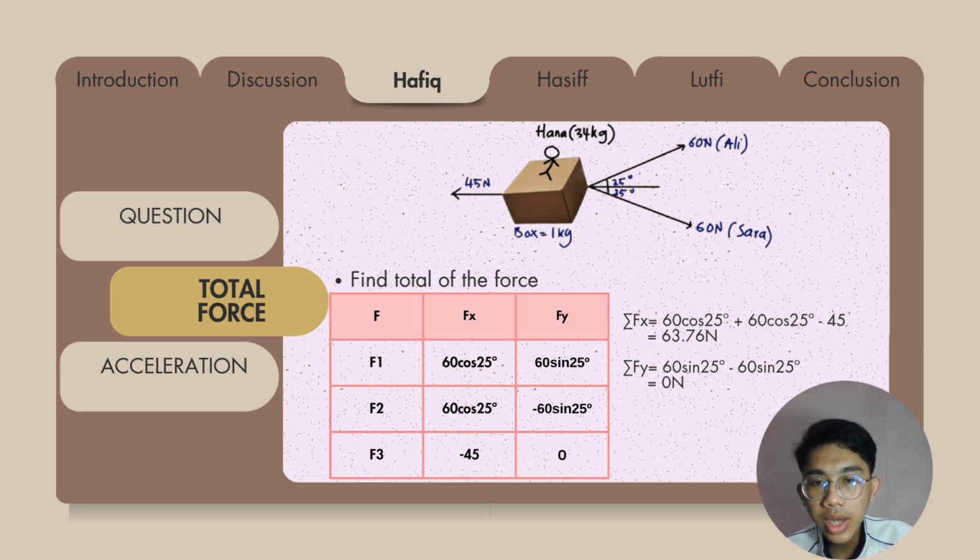Why negative here? Because F2 refers to quadrant 4, which is Fx positive, Fy negative. That's why we get negative here. And for F3, we get negative 45. This is the same, but we refer to quadrant 2, which is Fx negative, Fy positive. So we already have the information. We just need to include the information into the formula, which is summation Fx and summation Fy. For summation Fx, we get 63.76 Newton, and summation Fy, we get 0 Newton.